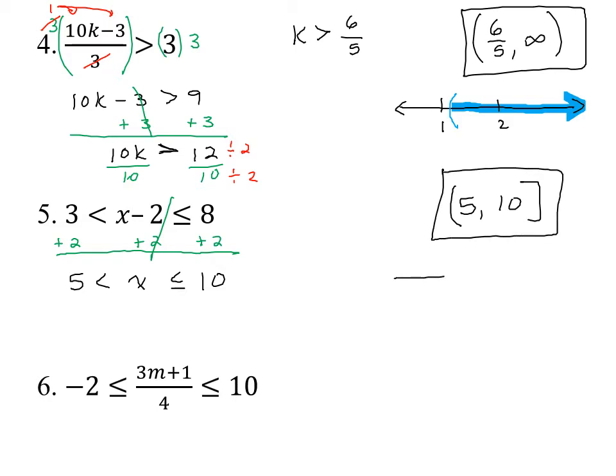When I graph this one, I would have the 5 and go 6, 7, 8, 9, 10. I would have a parenthesis or possibly an open circle on the 5. I would have a bracket or a closed circle on the 10. And I would have all the stuff in between.